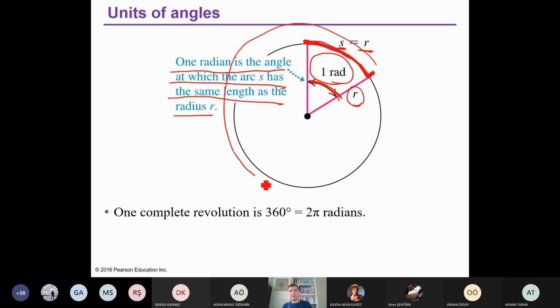And what about the complete revolution? This is the complete revolution, which is given with 360 degrees or 2 pi radians, okay, 2 pi radians. And if S is included within the equations, or if you are using equations derived from this formula, you have to always use radians, not degrees. Be careful with this one. I will come to that point later on.